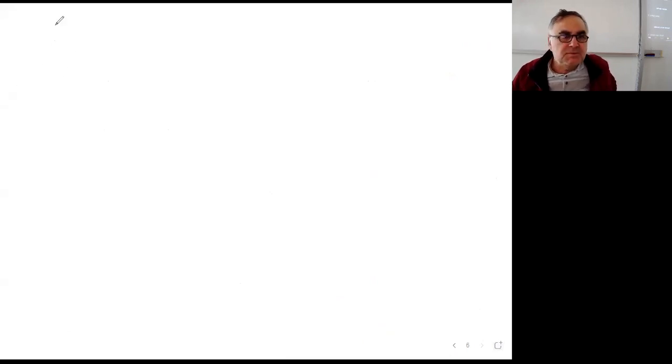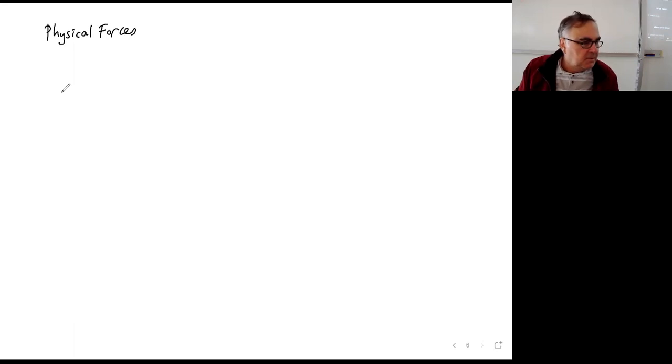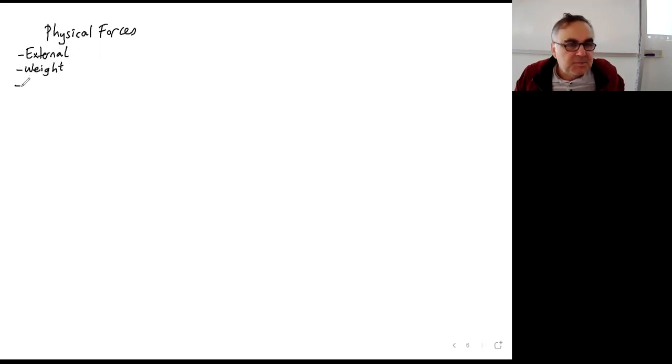So the forces, we were talking about reaction forces. Now let's look at the physical forces, which include gravity as well. What can they be? Physical forces can be, as I have said, external forces. It can be the gravitational forces, which is the weight. It can be the spring forces, for example, due to deformation or whatever.